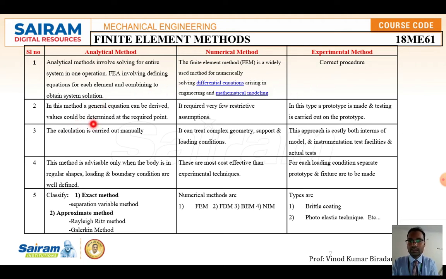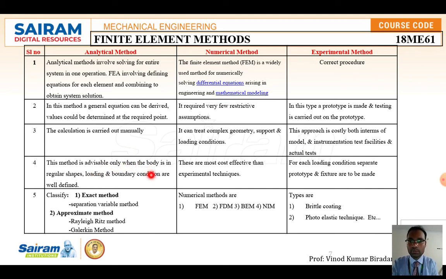In the analytical method, a general equation can be derived. Values could be determined at the required point only, but it requires very few restrictive assumptions to solve the problems. The experimental method means a prototype is made and testing is carried out on the prototype. The calculation is carried out manually in the analytical method, whereas the numerical method can treat complex geometry, support and loading conditions. The experimental method is costly in terms of model, instrumentation, test facility and the actual test.